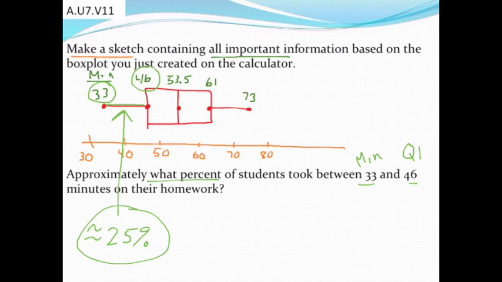about 25%. The same would be true for any of those sections in your box and whisker plot. Any of those sections, if we were given those values, those students would represent about 25% of your group.